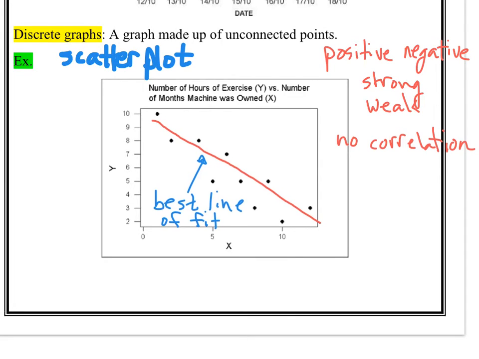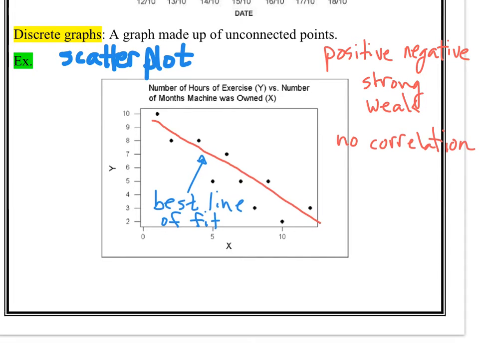So on this particular graph, we have the number of hours of exercise versus the number of months the machine was owned. So when you first get the machine right here, it's brand new, it's exciting, you spend a lot of time on that machine. Versus as time increases, studies have shown, the more you own that elliptical machine or that treadmill, the less time you tend to spend. So there's a negative correlation to that.